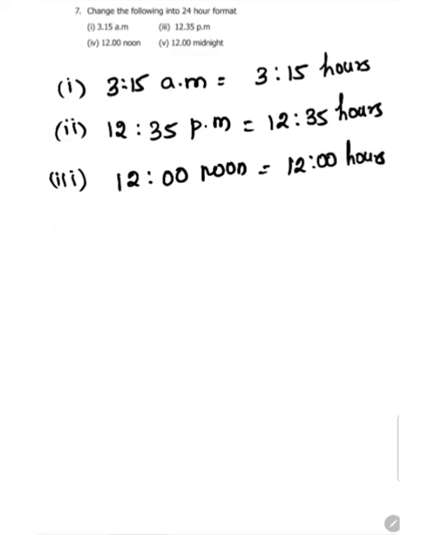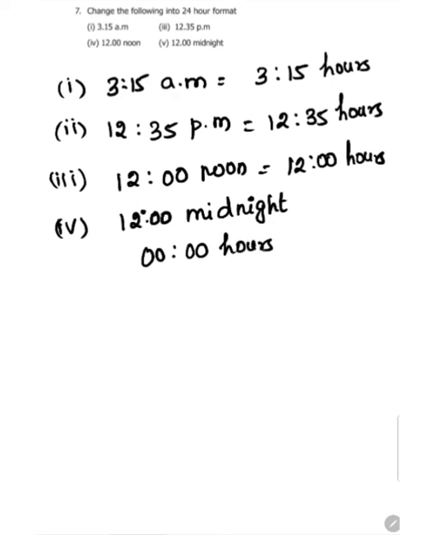The fourth one is 12 midnight. You can write it as 00:00 hours or 24 hours. You can write it both ways, 00:00 hours or 24 hours.